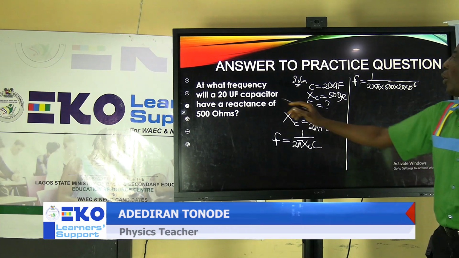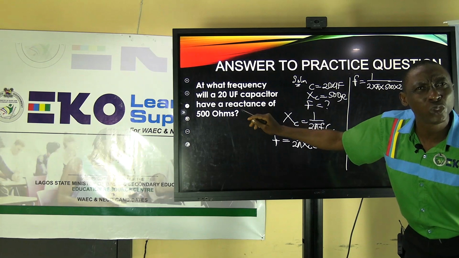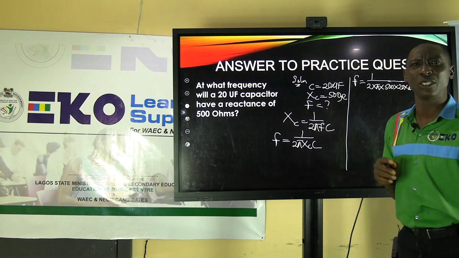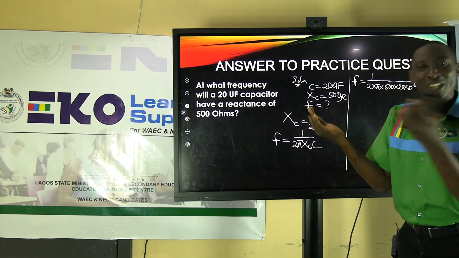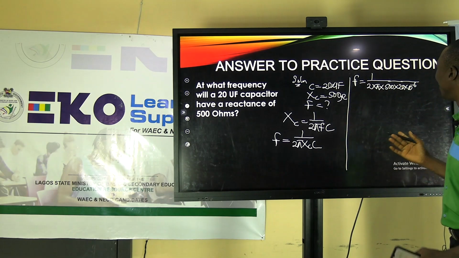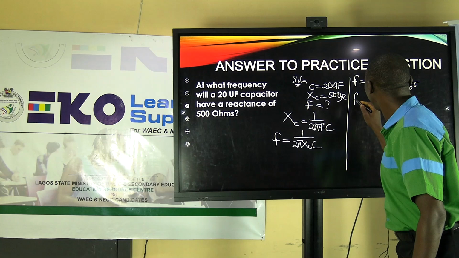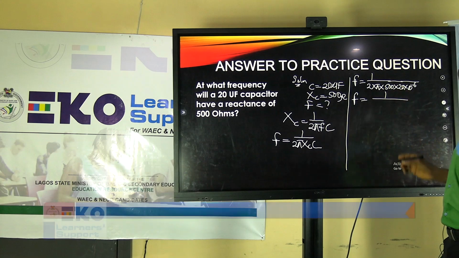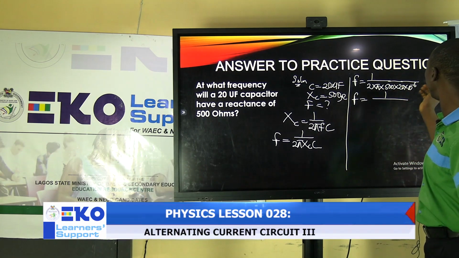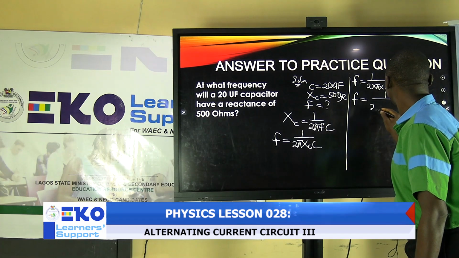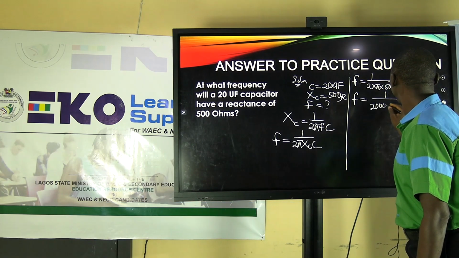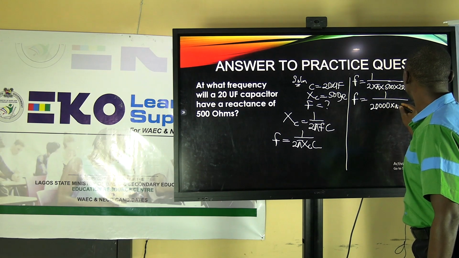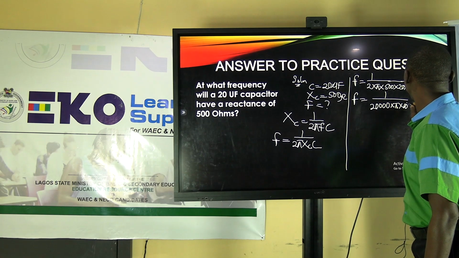Why am I doing that? Because we have to convert the microfarad to farad. And like I told you, 1 microfarad equals 10 raised to the power minus 6, just like 1 kilo equals 10 raised to the power 3, which is 1,000, the same thing. So let's do justice to that one after the other. We have 1 over, now 2 times 500 will give us 1,000. So 1,000 times 20 will give us 20,000, times pi times 10 raised to the power minus 6.